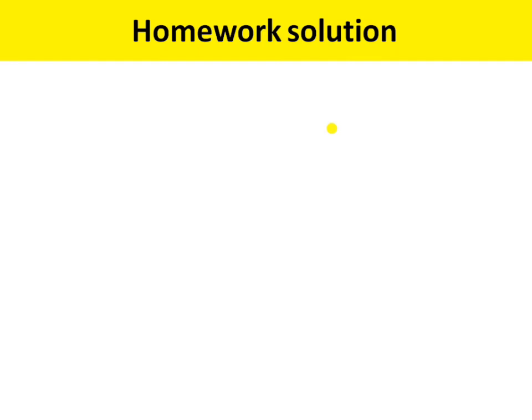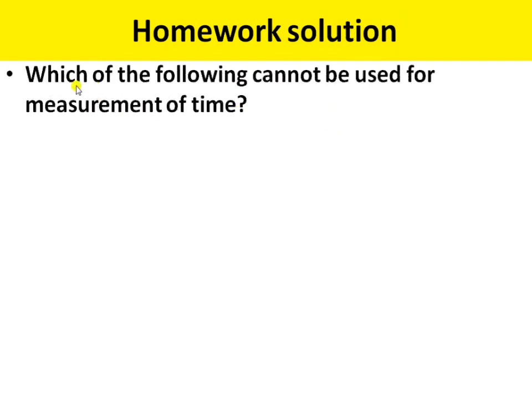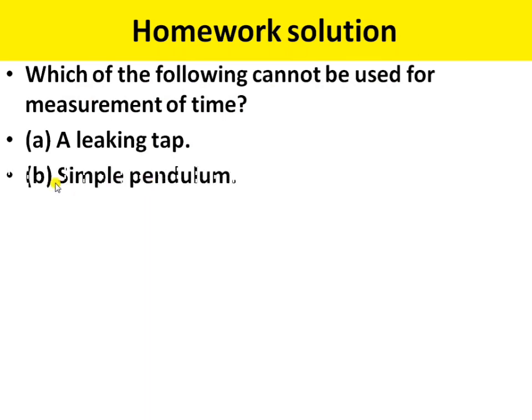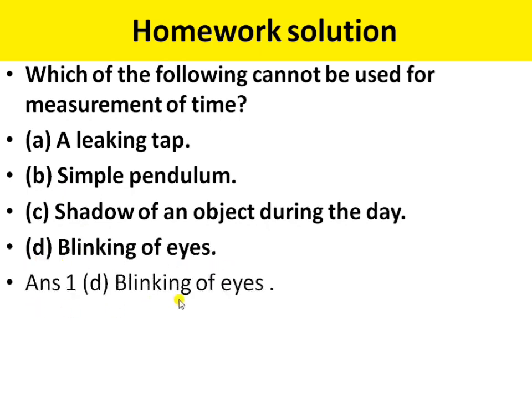Next is the homework solution. Question number 1 is: which of the following cannot be used for measurement of time? The options are: a leaking tap, simple pendulum, shadow of an object during the day, blinking of the eyes. So the answer is blinking of the eyes. We cannot use blinking of eyes for the measurement of time.